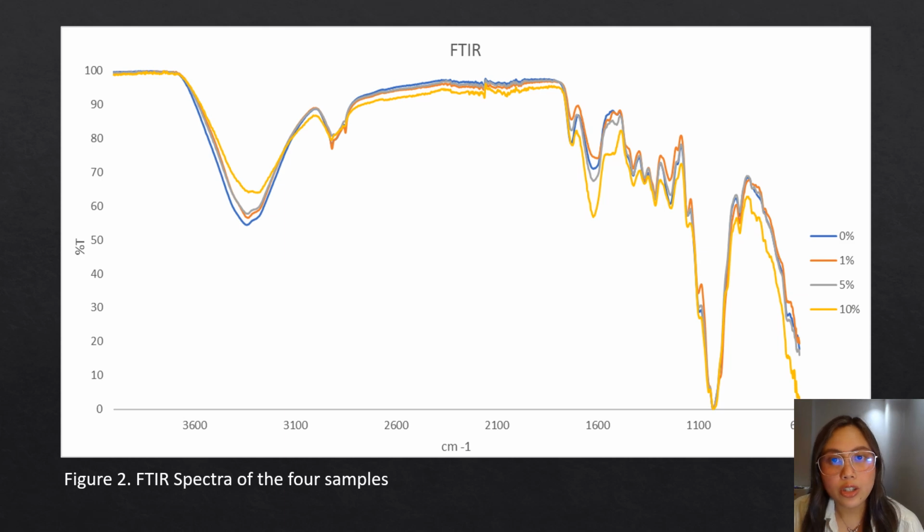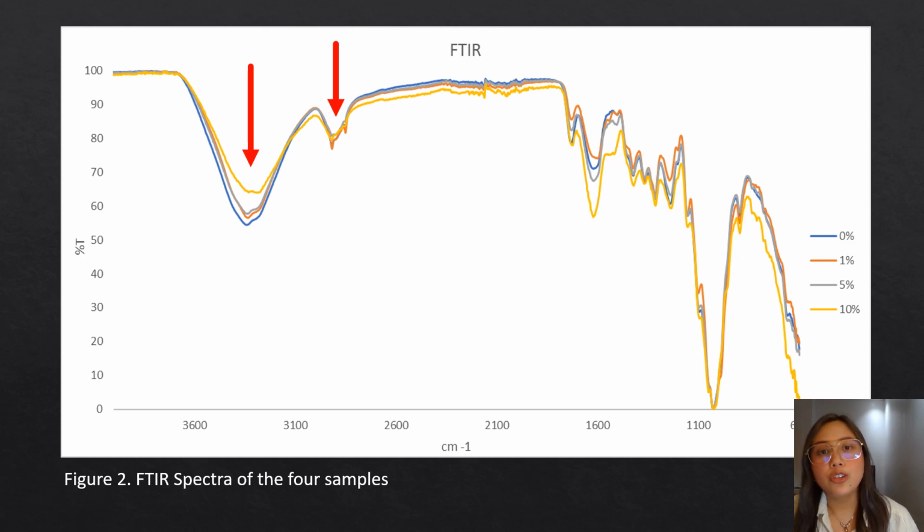As we can see, as the concentration increases, there is a decrease in the peak in this area; the amount of hydroxyl group decreases, which indicates that the treatment has successfully removed the hemicellulose and lignin content of the fiber. For this part, it ranges from 3,287 to 3,339 per centimeter, and it shows the absorption band for intermolecular hydrogen bonding.